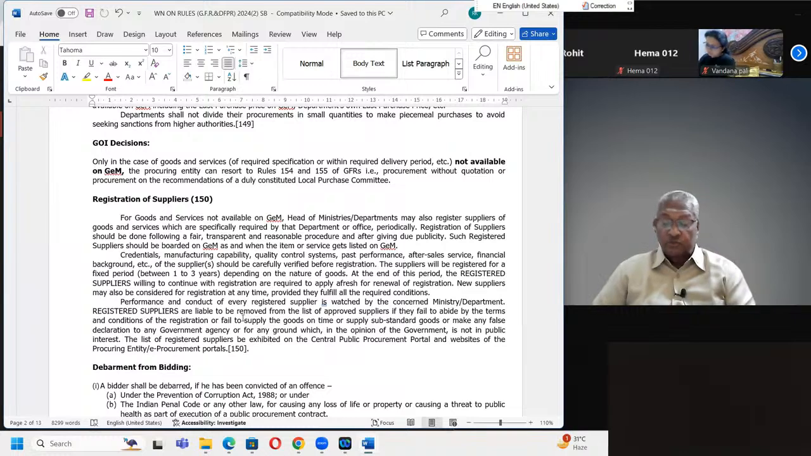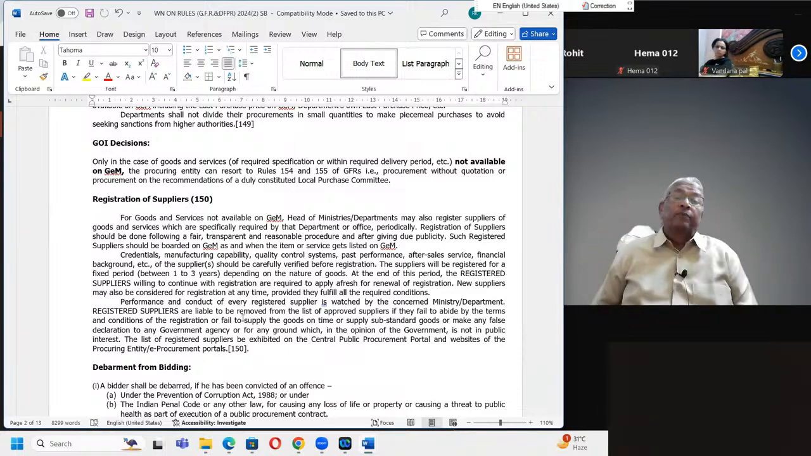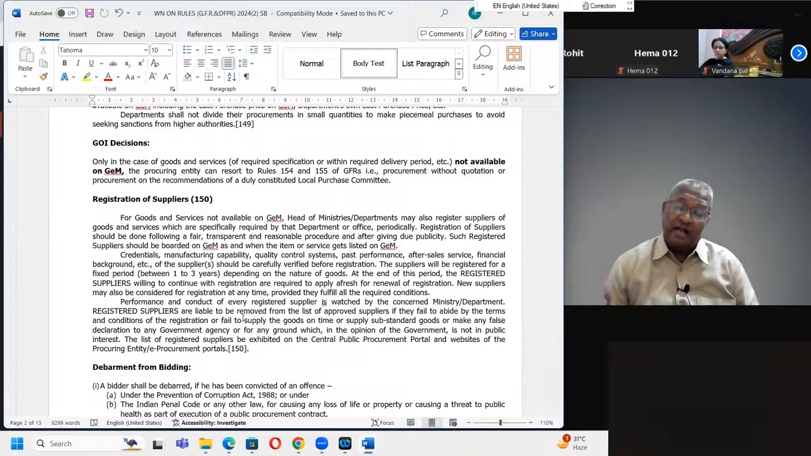Registration of suppliers. Actually, this rule 150 should have come earlier. For goods and services not available on GEM, heads of ministries and heads of departments may also register suppliers of goods and services which are specifically required by that department or office periodically. Registration of suppliers should be done following a fair, transparent, and reasonable procedure, and after giving due publicity. Such registered suppliers should be boarded on GEM as and when the items or services get listed on GEM. If something is not on GEM, you have rules 154 and 155 through which you can purchase from the open market. There is a separate procedure for that, which we are going to see.